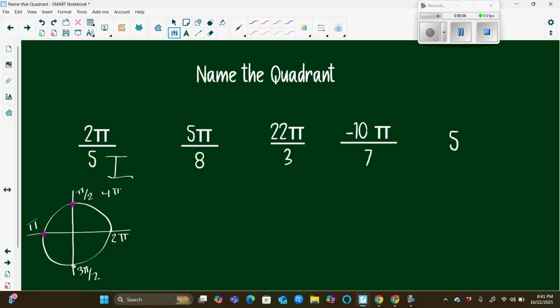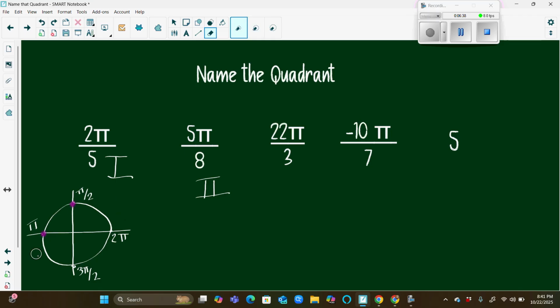4 pi over 8 would be the same thing as pi over 2, which is smaller than 5 pi over 8. Now pi, in terms of 8, would be 8 pi over 8, which is larger than 5 pi over 8. So therefore 5 pi over 8 has to be somewhere over here in between the two. So that would be in the second quadrant.